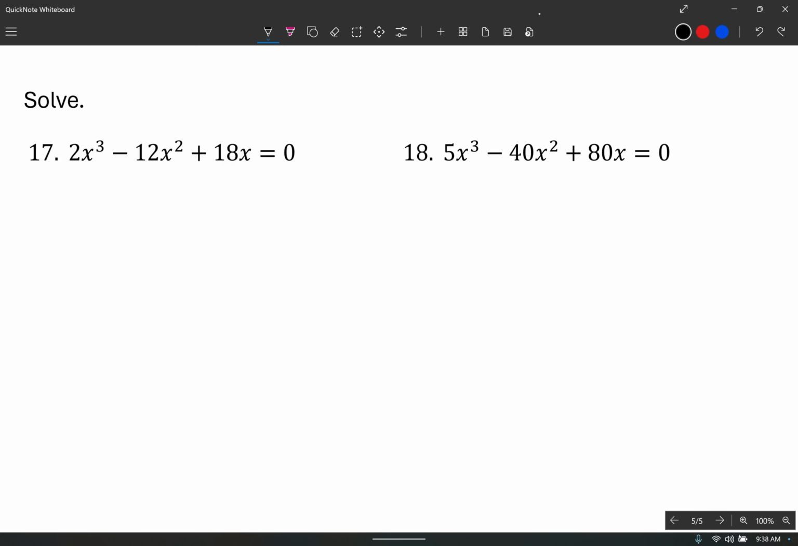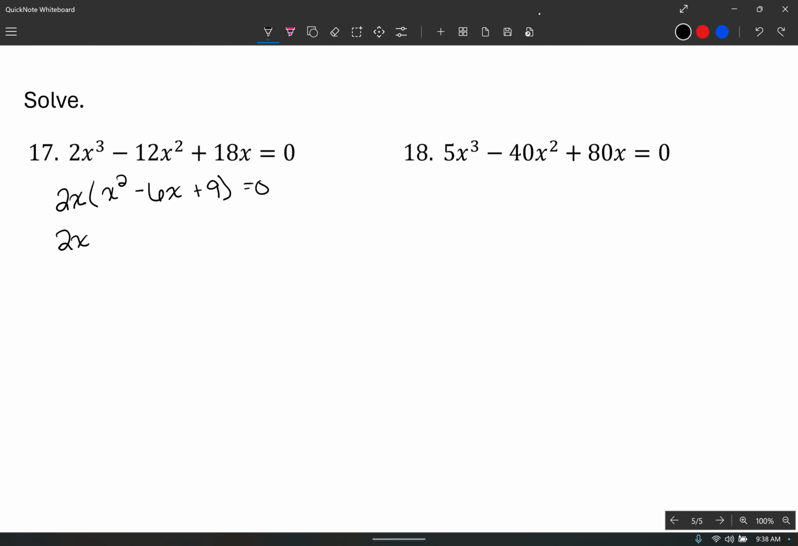So now we're just going to solve. We'll do everything that we've been doing, but when we get our factors, then we're going to set those equal to 0 and solve the equation. So if you have a common factor, make sure you take that out in the beginning. I do have a common factor of 2x. So if I divide that from all three terms, I'm left with x squared minus 6x plus 9 equals 0.